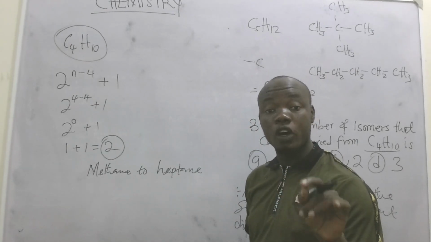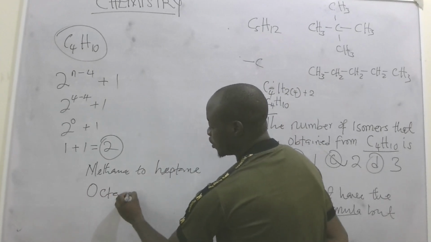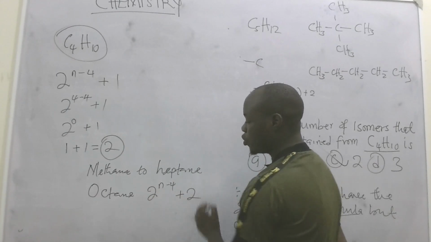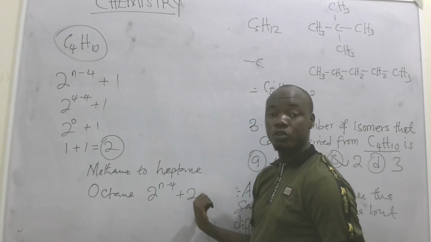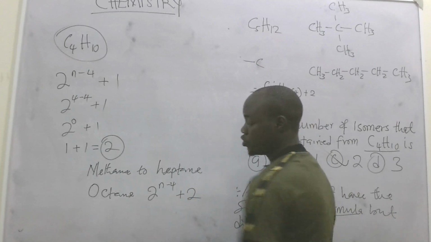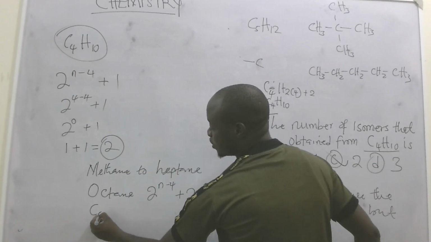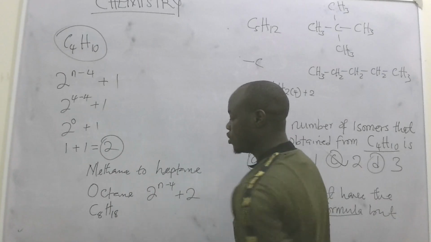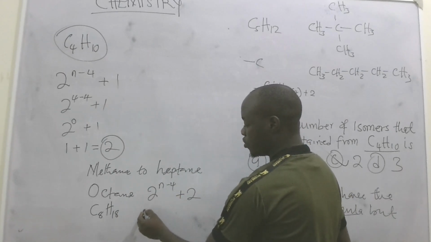But in the case of octane, this is what we are going to use: 2 power n minus 4 plus 2. In the case of octane, this is the formula that you are going to use to give you the possible numbers of isomers. For example, octane is C8H18.